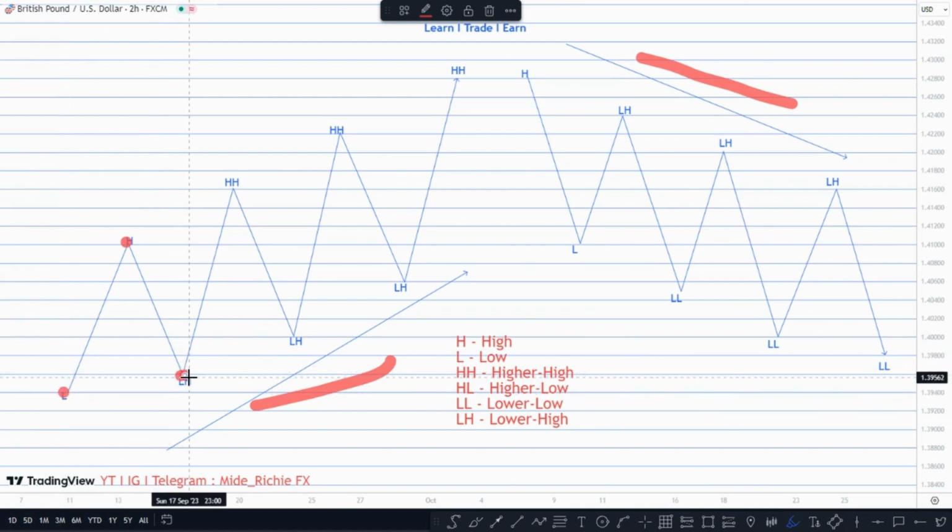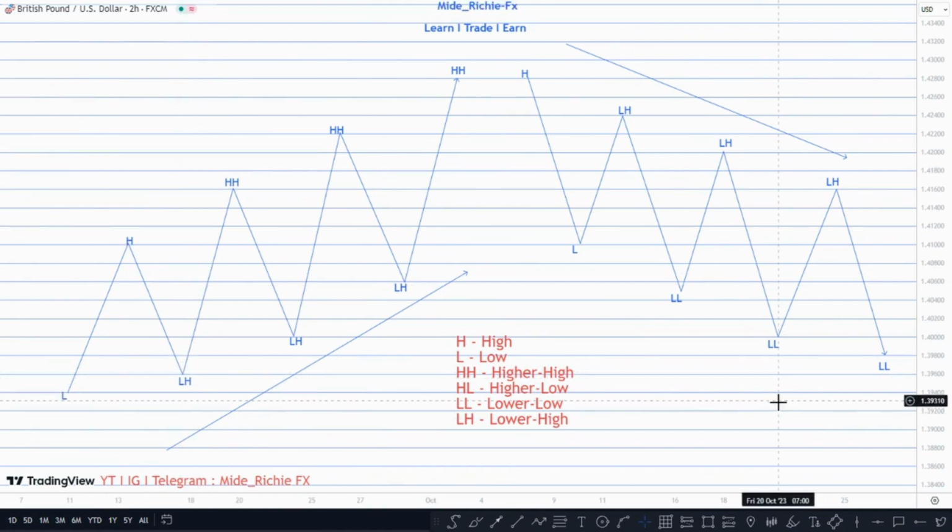Why is it called a higher low? Because we are going to the upside, the market is going bullish, so the market should be going higher, higher, higher.